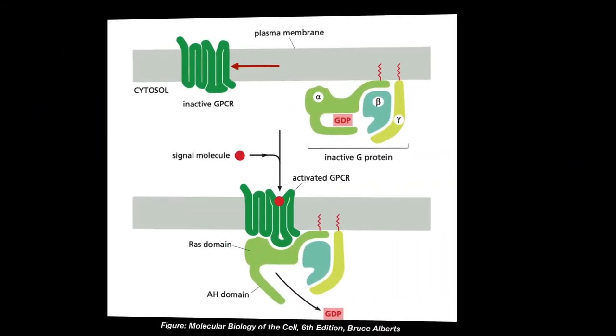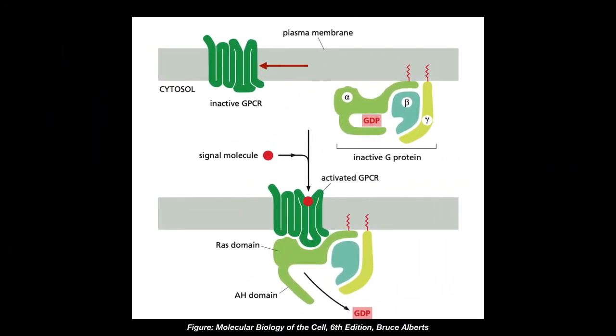Now, as the name suggests, G protein coupled receptor. So, this receptor is coupled to a G protein. G proteins are guanine nucleotide binding proteins. In its inactive form, it is bound to GDP, and it is a trimeric protein, that is, it has 3 subunits: alpha, beta, and gamma.